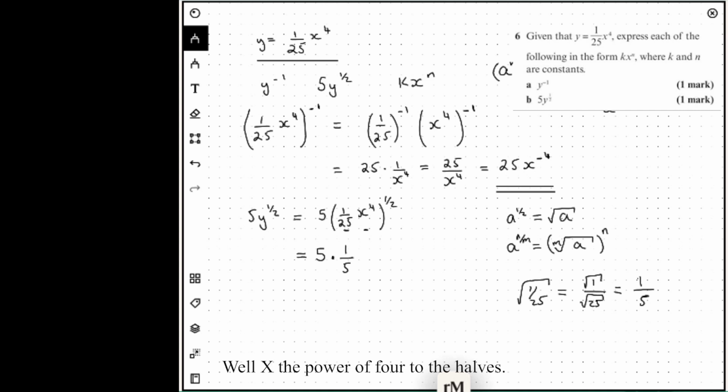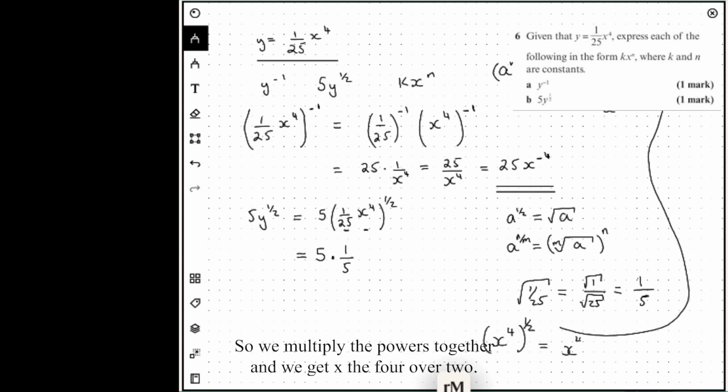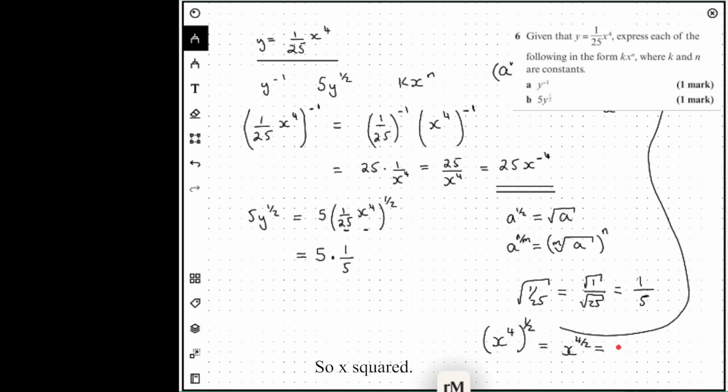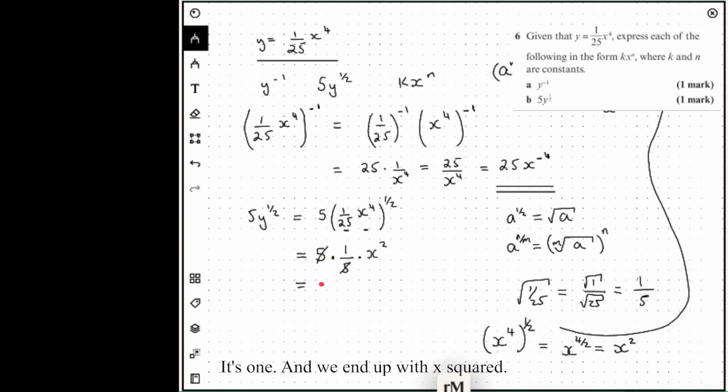Well, x to the power of 4 to the half, that looks a lot like this one here. So we multiply the powers together and we get x to the 4 over 2. 4 divided by 2 is 2, so x squared. So this would be multiplied by x squared. 5 times 1 over 5 is 1, and we end up with x squared as our answer.